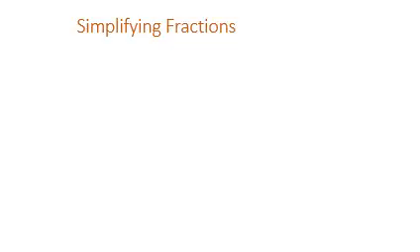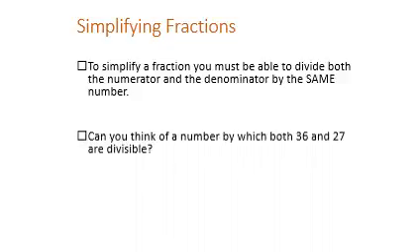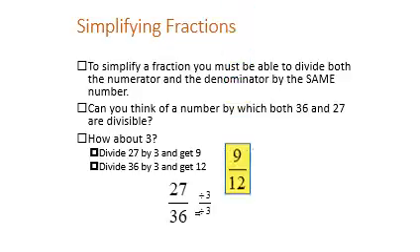How do I simplify a fraction? To simplify a fraction, you must be able to divide the numerator and the denominator by the same number. So, suppose I have 36 over 27. Okay? 36 is divisible by 3 and 27 is divisible by 3, because if I divide the 36 by 3 I will get 12, and if I divide the 27 by 3 I will get 9. So 36 over 27, if I divide both terms by 3 I'm going to have 12 over 9. And I can say that 36 over 27 is equivalent to 12 over 9.